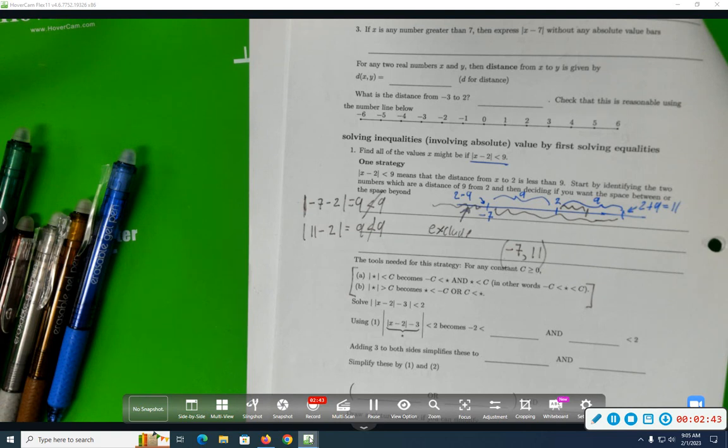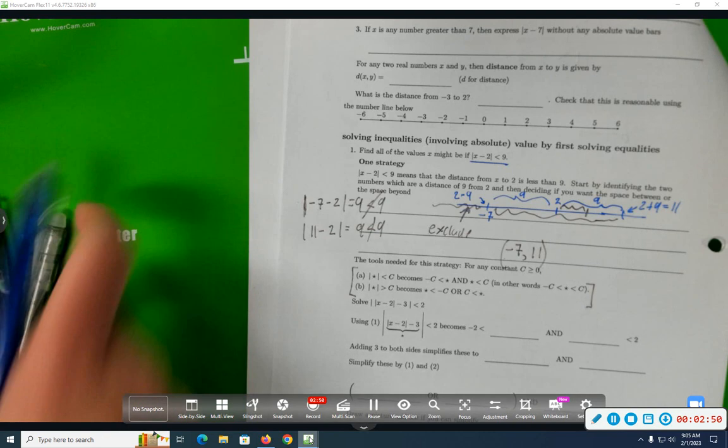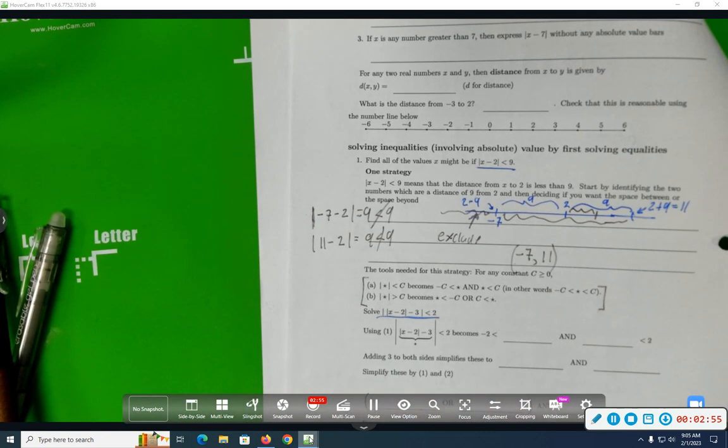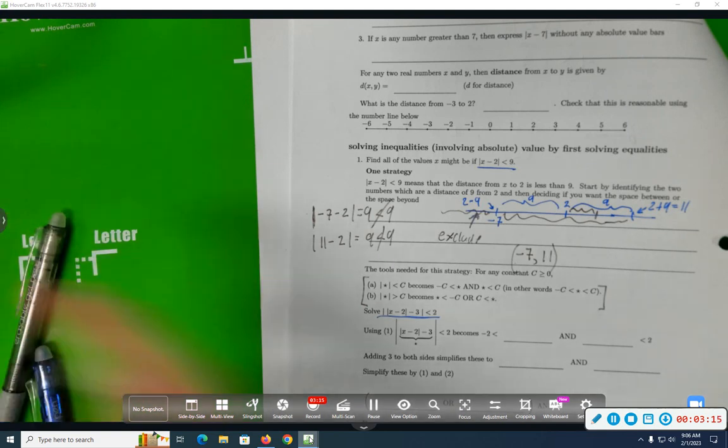So, let's use those ideas to solve a slightly complicated inequality that involves some absolute values. Let's try to solve this inequality: absolute value of the absolute value of x minus 2, minus 3, closed absolute value, is less than 2. I think that's too complicated to do all in one fell swoop. So I'll advocate this: let's get rid of one set of absolute values at a time.